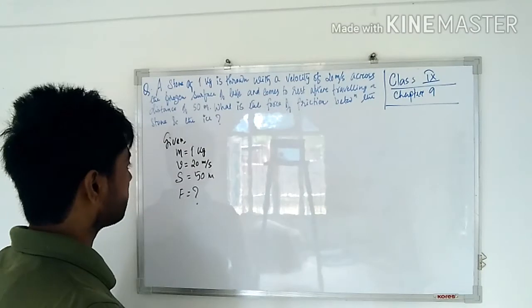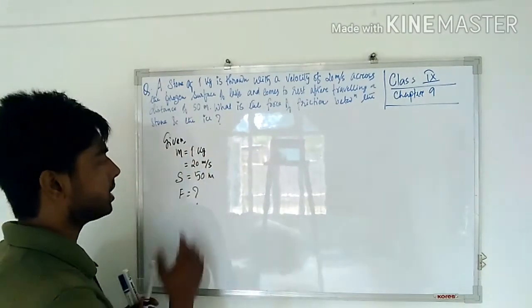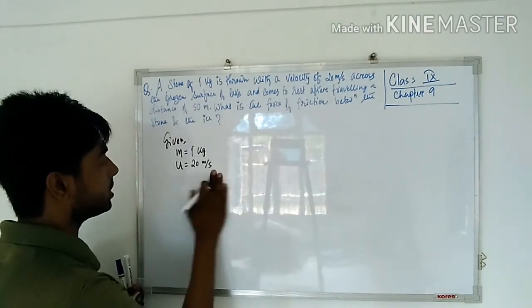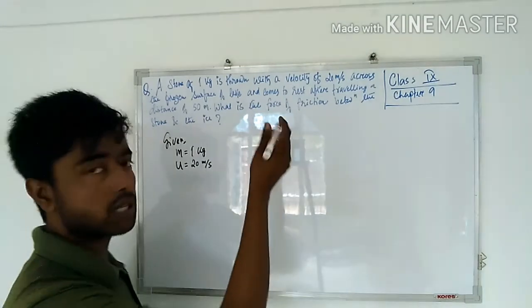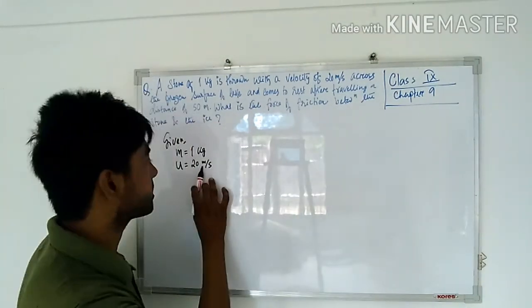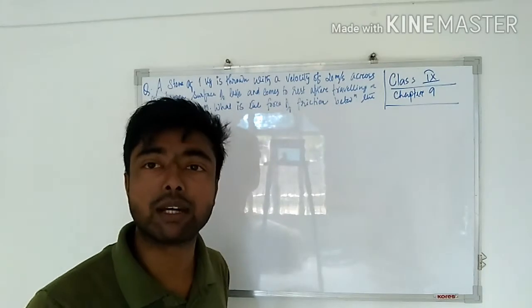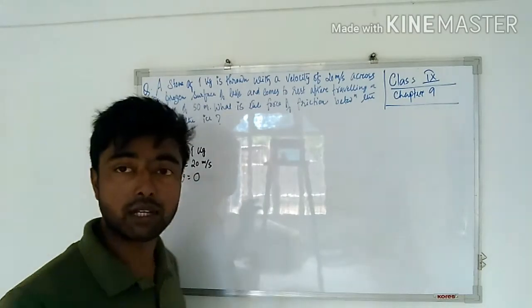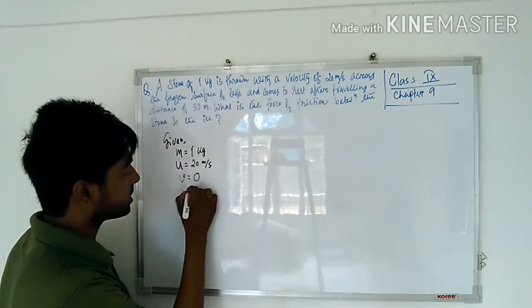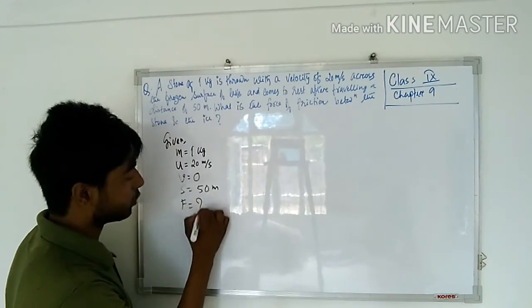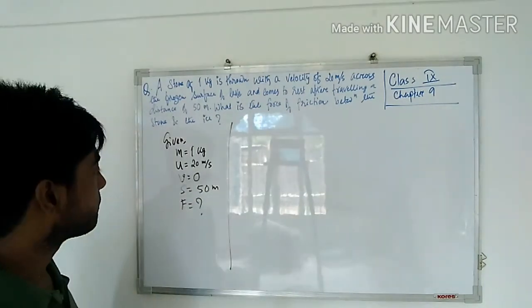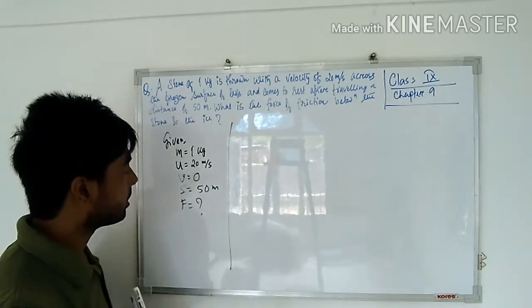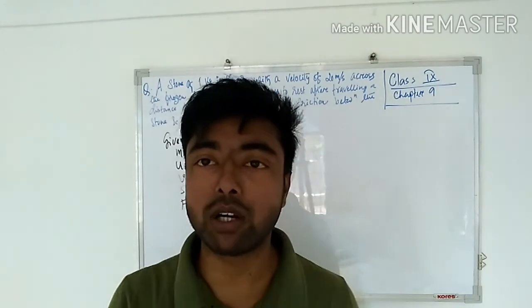M given, u given, initial velocity given, final velocity is what? Initial velocity u is equal to 20, because that stone was moving with a velocity of 20 meter per second, and after moving 50 meter, it has come to rest. So your final velocity is 0. Clear? Final velocity is 0, and distance traveled 50 meter. You need to find out force. Clear? So if final velocity is 0, initial velocity given, time is not given, but distance is given.